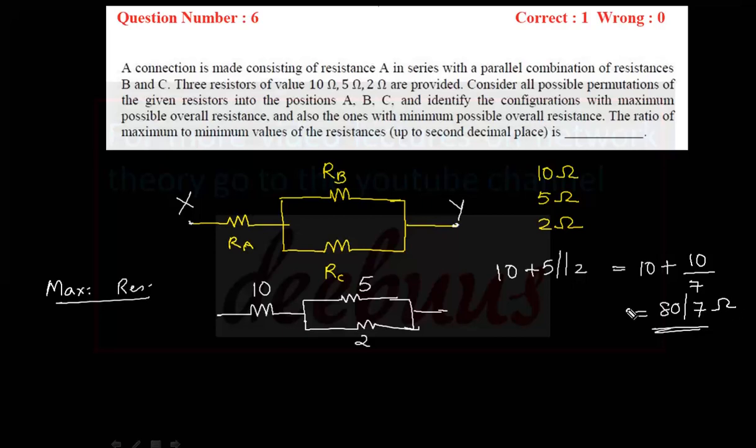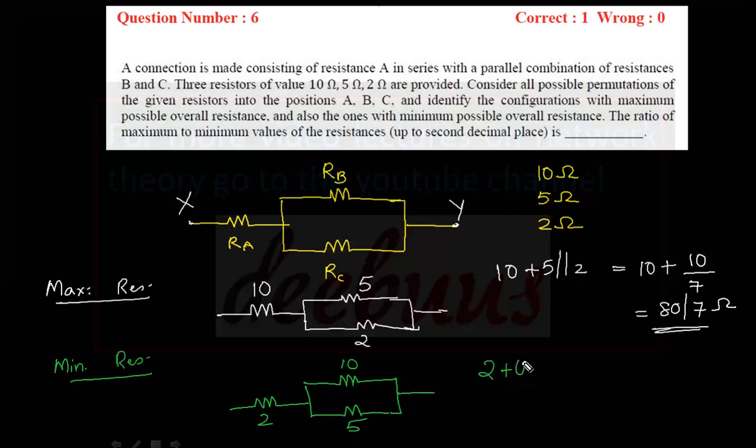Now we have to calculate the minimum resistance, right? For calculating the minimum resistance value, the series resistance must be minimum, that is, this must be 2. And now the balance 10 ohm and 5 ohm. Right. So now the total resistance is 2 plus 10 parallel 5. That is 2 plus 10 into 5 by 15, which is 50 by 15. 2 into 15 is 30, 30 plus 50 is 80. 80 by 15. That is the minimum resistance.